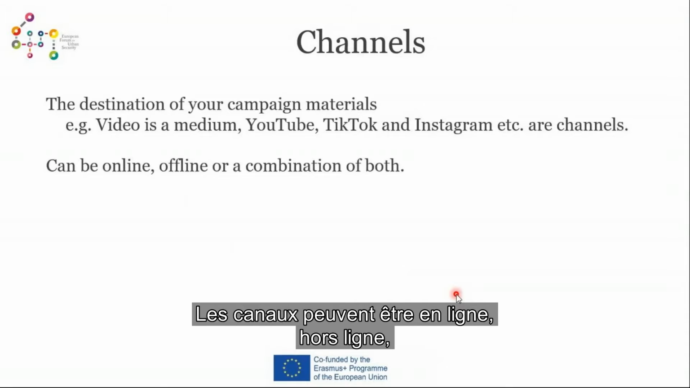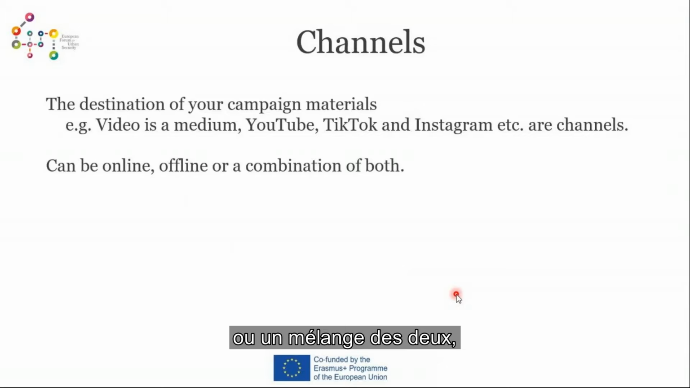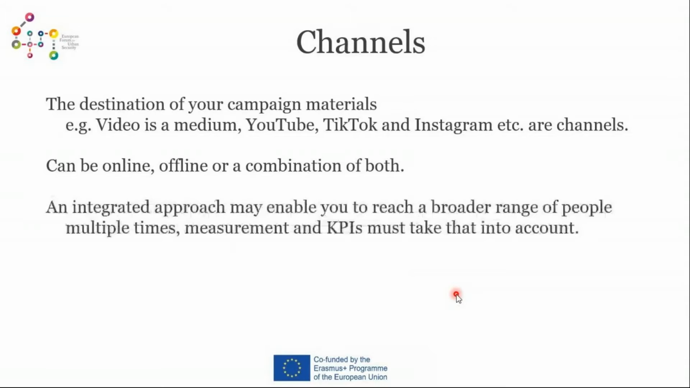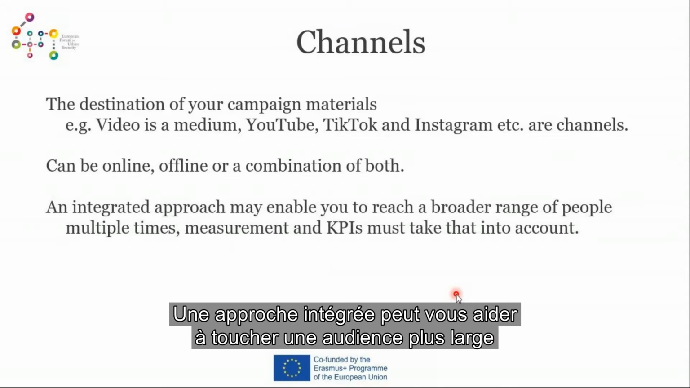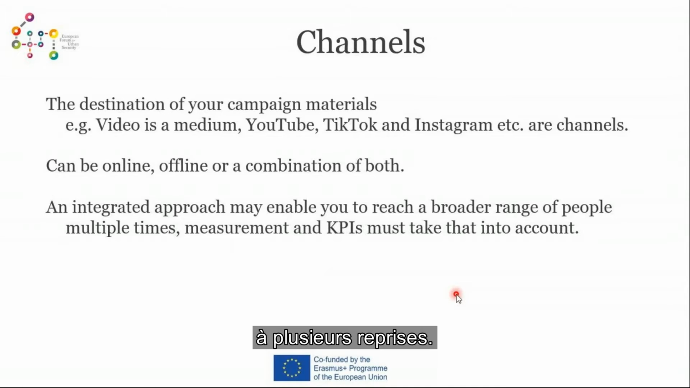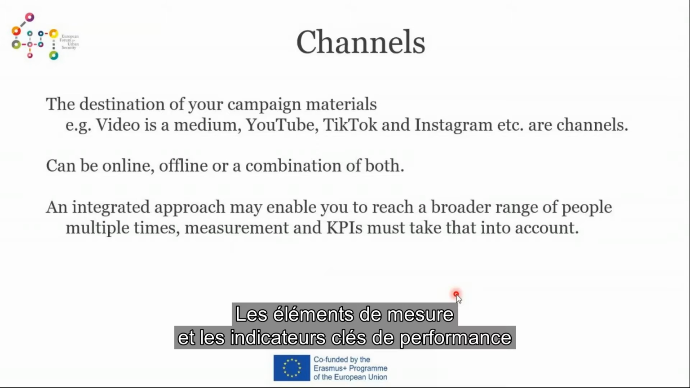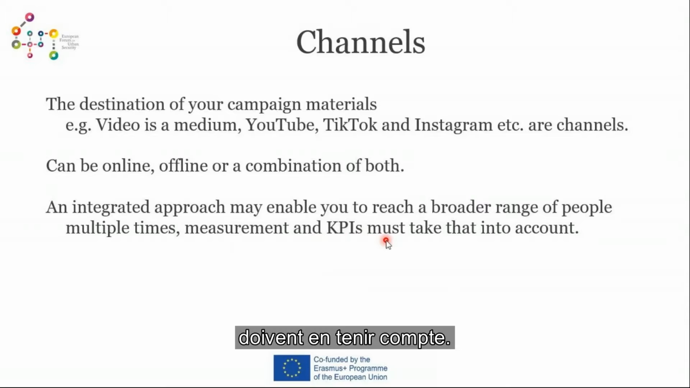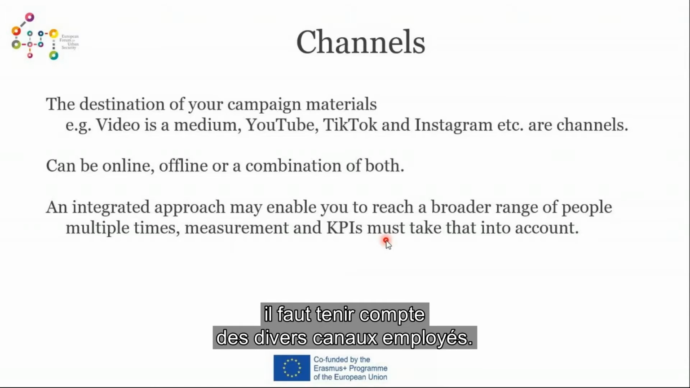And channels can be online, they can be offline, or actually for a lot of campaigns, it's a combination of both. And I think that's likely to be what a lot of you may do. And I wanted to mention that an integrated approach may enable you to reach a broader range of people multiple times. And any measurement and KPIs, so those key performance indicators that I mentioned earlier, must take that into account. So if your audience is split across multiple channels, and some of them are online and offline, you have to take the fact that you've used various channels into account.